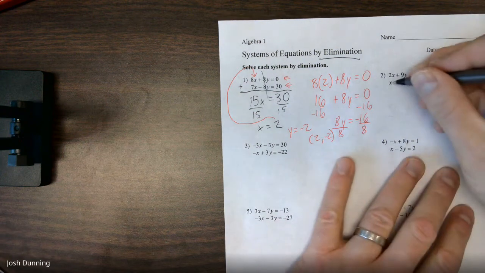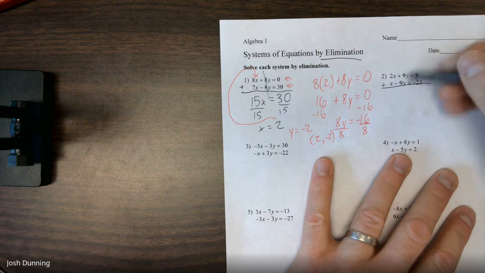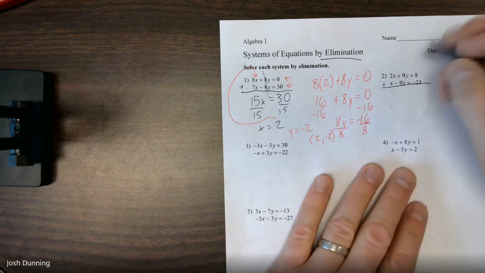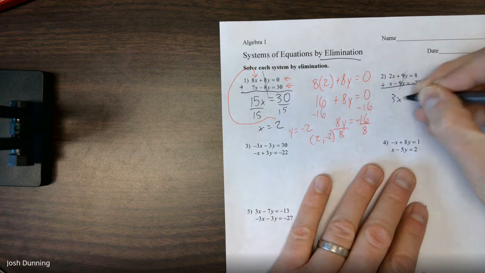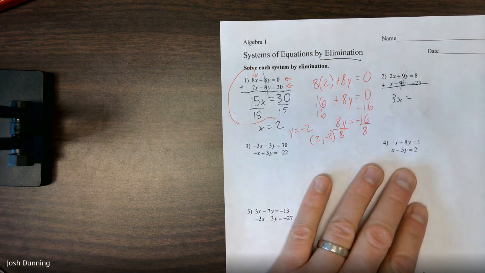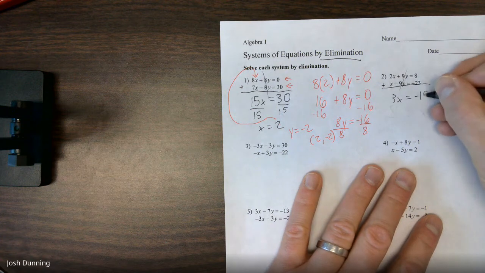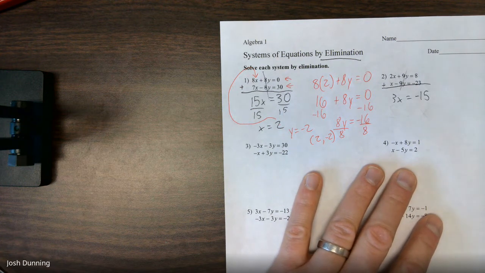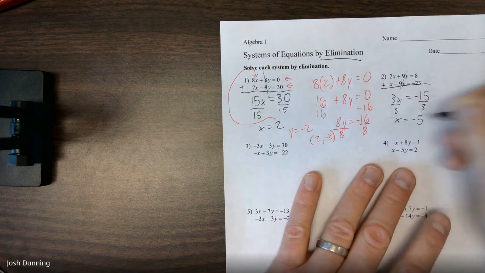Number 2, same thing. These y's will cancel right out right from the beginning. 2x plus 1x, 3x. 8 plus negative 23, which is basically 8 minus 23, negative 15. Hey, I can get a nice, neat answer for x here. It's negative 5.